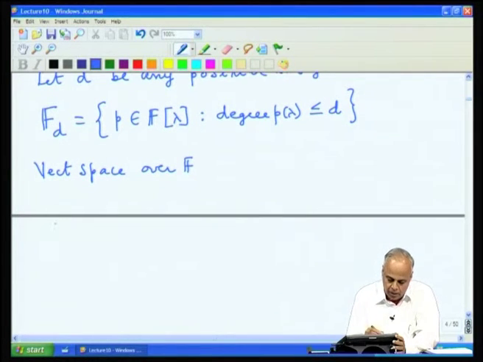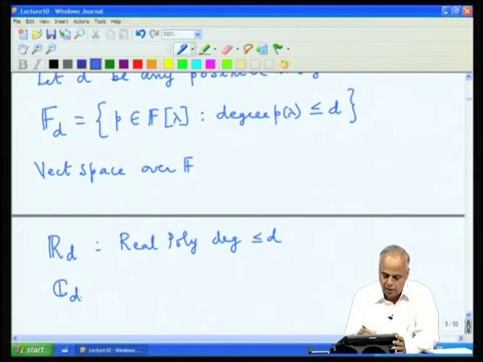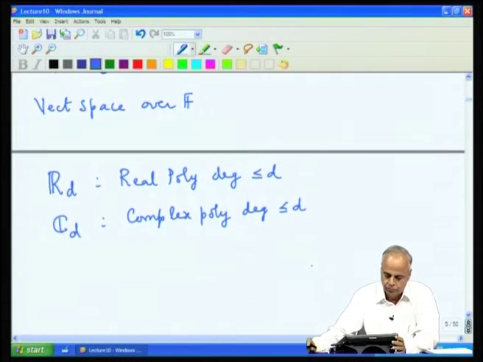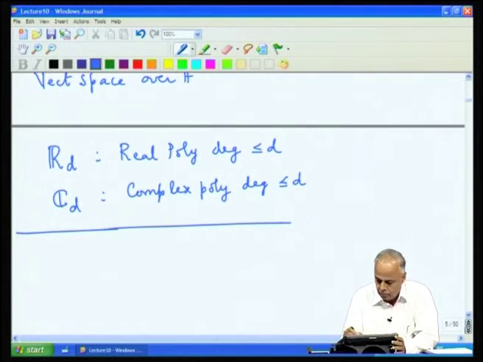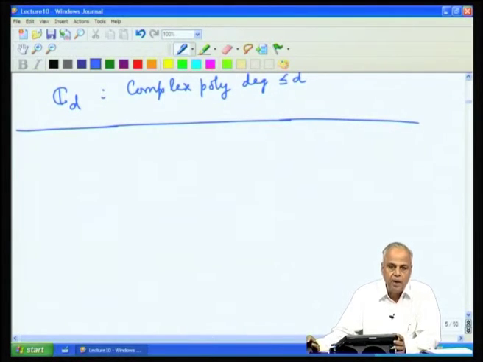Again we repeat, if we take F equal to R, we get the real polynomials of degree less than or equal to d. If we take F equal to C, the polynomials with complex coefficients, we will simply write complex polynomials with a degree less than or equal to d. We shall conclude our discussions of these examples with one more important example. We will be coming across many more examples a little later.